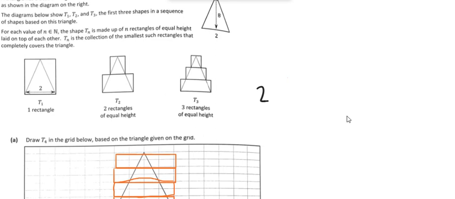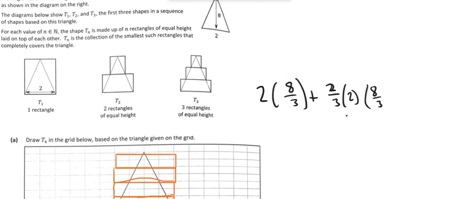So we must do 2 multiplied by the width of the rectangle. The width of the rectangle would be 8 divided by 3. And that's the length multiplied by width for the bottom rectangle. If you look at the middle rectangle, the length of it would be 2/3 of 2, because it's 2/3 of the base of the triangle, and you have to multiply that by 8/3 again, so the width won't change. So this is the width and this is the length each time.